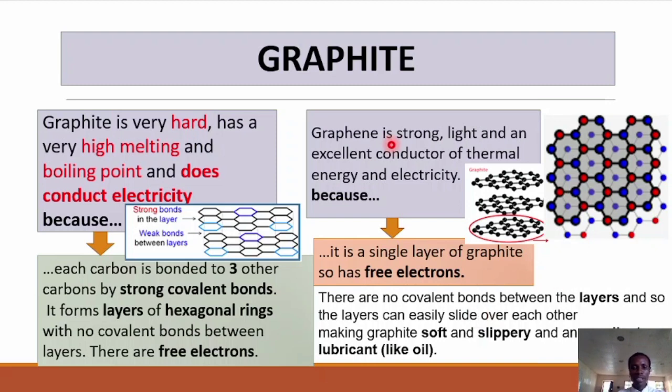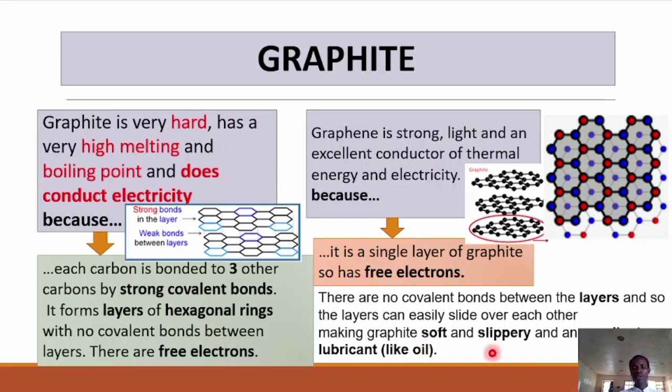Now, graphene is strong, light, and an excellent conductor of thermal energy and electricity, because graphene is just a single layer of graphite. So one single layer of graphite is graphene. So graphene also has the property of graphite, which is the ability to conduct electricity.